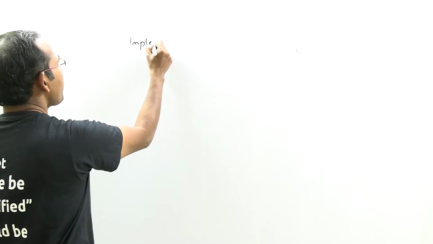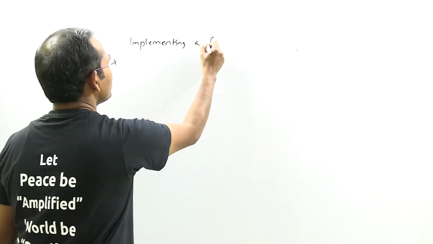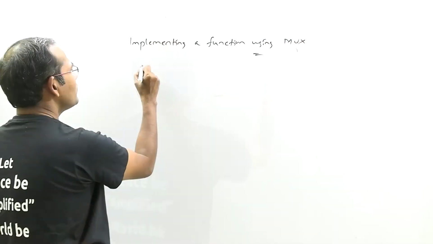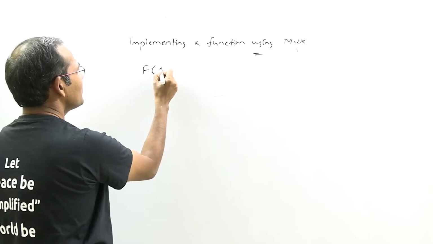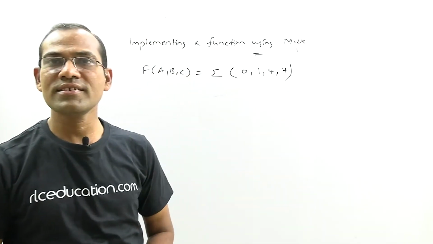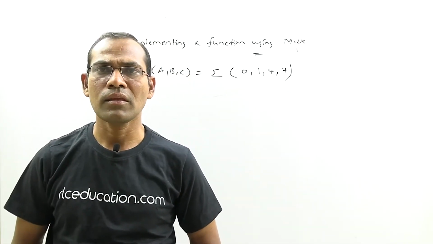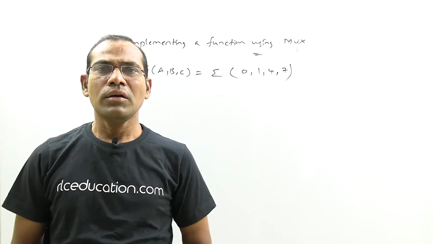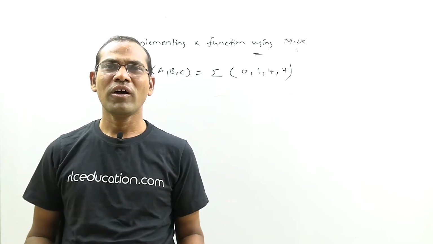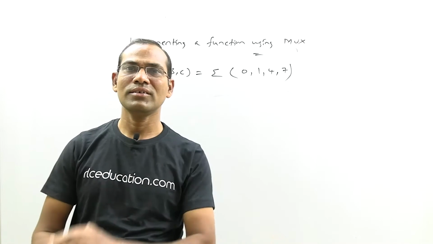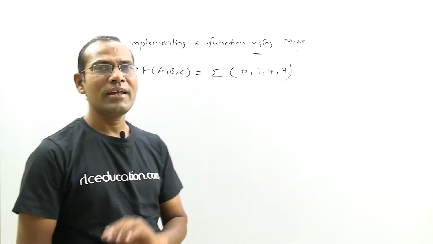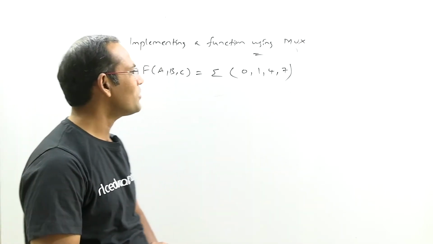Implementing a function using multiplexer, Mux. Suppose let us take a function like this. This can be implemented with any type of mux, it doesn't matter. This can be implemented with 4 by 1, 8 by 1, 16 by 1, 2 by 1. Here I will tell you the procedure to implement this one by using multiplexers.